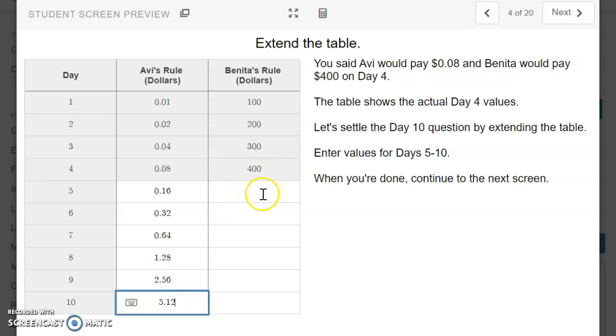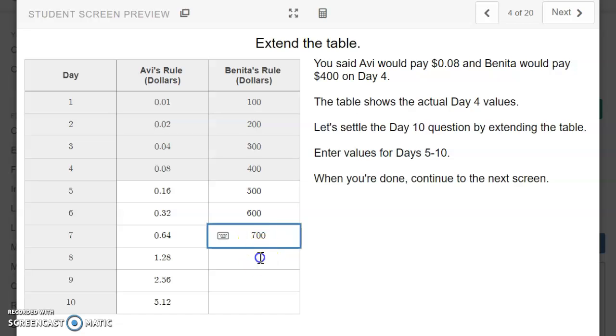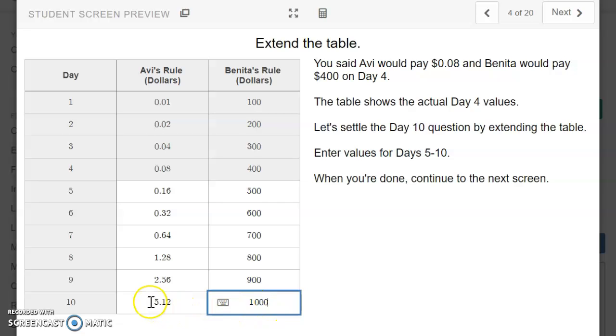What about Benita? So 300, 400, 500, 600, 700, 800, 900, and 1000. So on the 10th day, I am going to be paid $1,000, while with Avi's rule, I'm going to be paid $5. It's going to be an easy decision, it looks like.